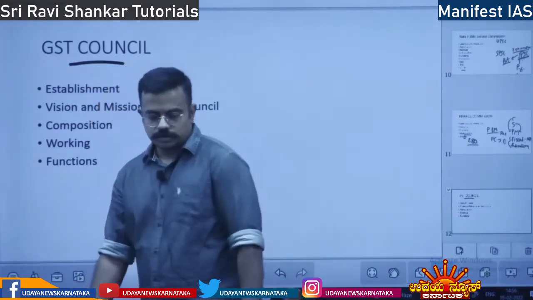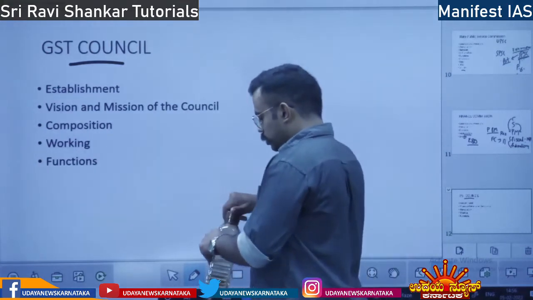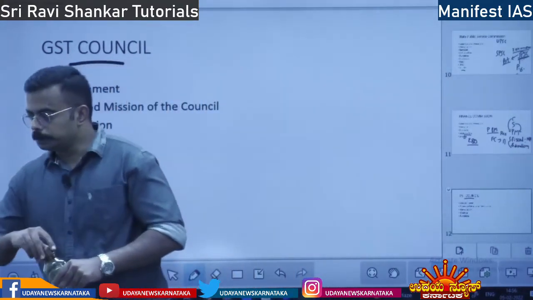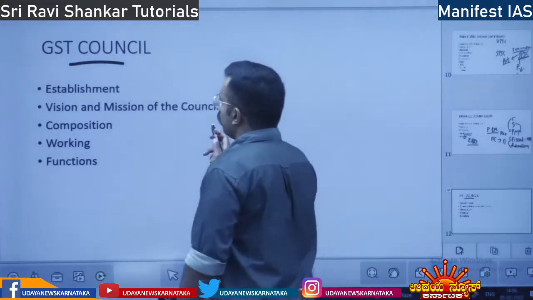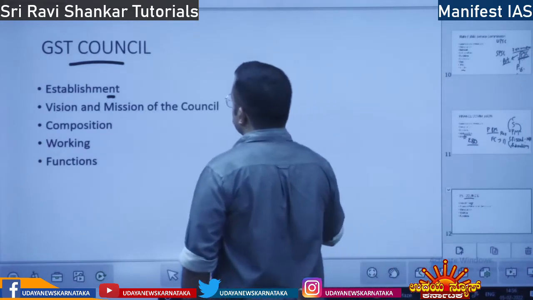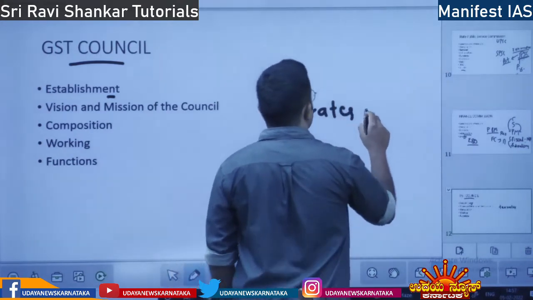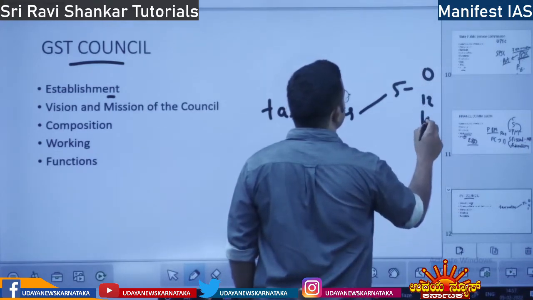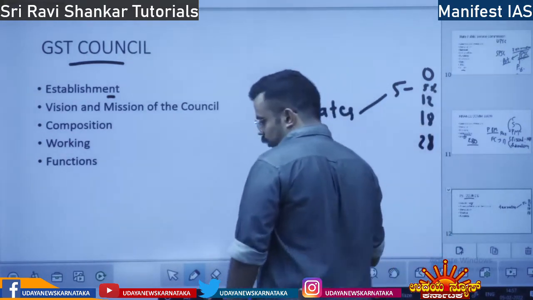GST Council. What is GST Council? Goods and Services Tax Council. How was this council established? What is the function of the council? The GST Council sets the tax rates. Presently we have 5 slabs. What are the 5 slabs? 0%, 12%, 18%, 28%, and one more, either 5%, I think. I'm not sure. Just check it out.